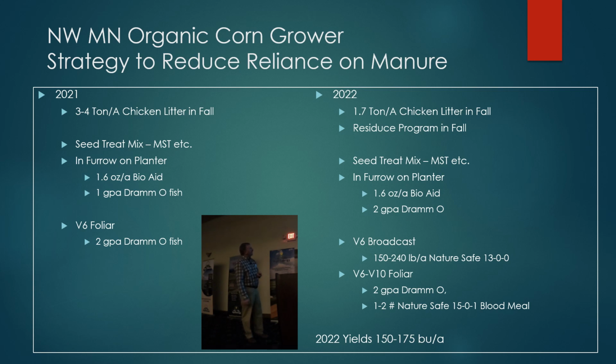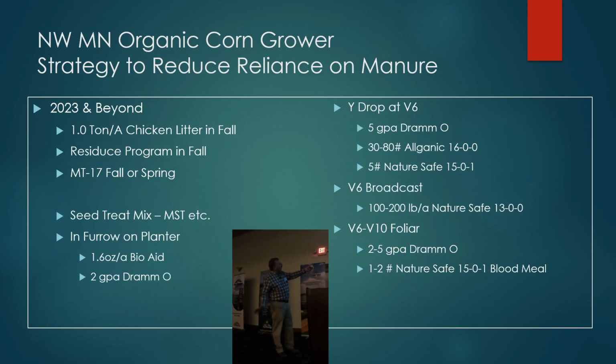His plan for this coming year, now saying, okay, well, let's try to cut it back even a little more, down to 1 ton an acre of chicken litter this past fall, did residues on all the acres, considering doing the MT17 here in the spring, and then still doing, of course, the seed treatment, doing the in-furrow, adding a Y-drop application of fish along with some Chilean nitrate and a little bit of the Nature Safe, pretty small amount there.